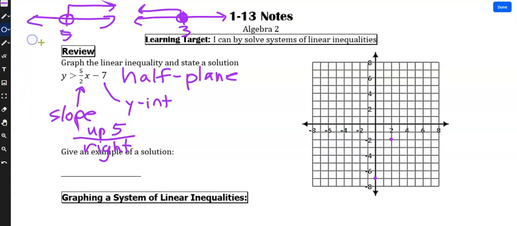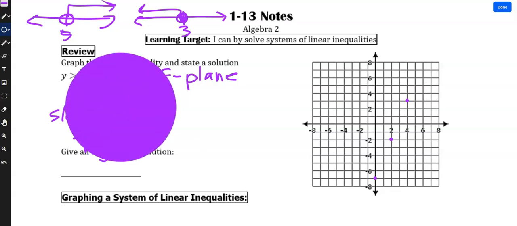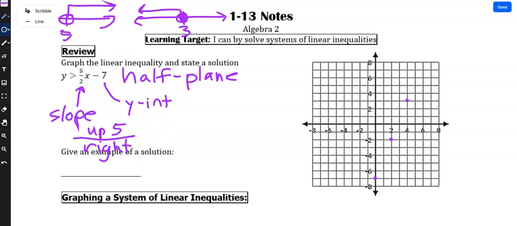And so let's see here. Up 5 over 2, and up 5 and over 2 again. So this gives us the idea of where our line's going to go. Now, how do I notice that this one is not equal to? Not equal to, all right?